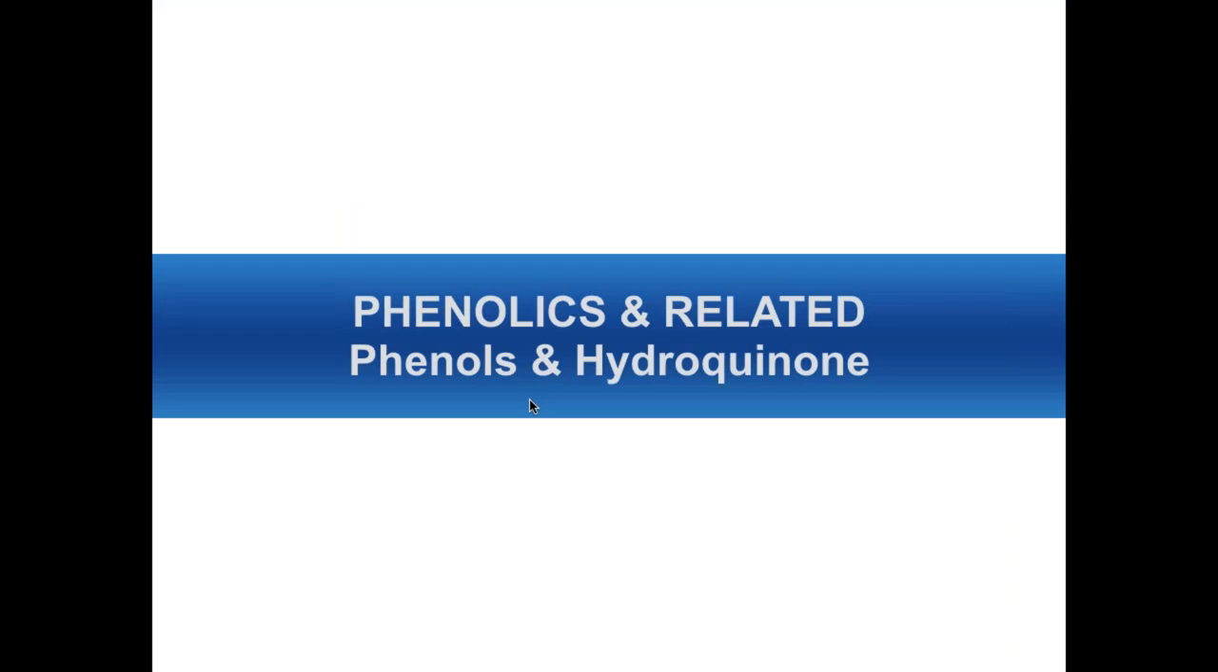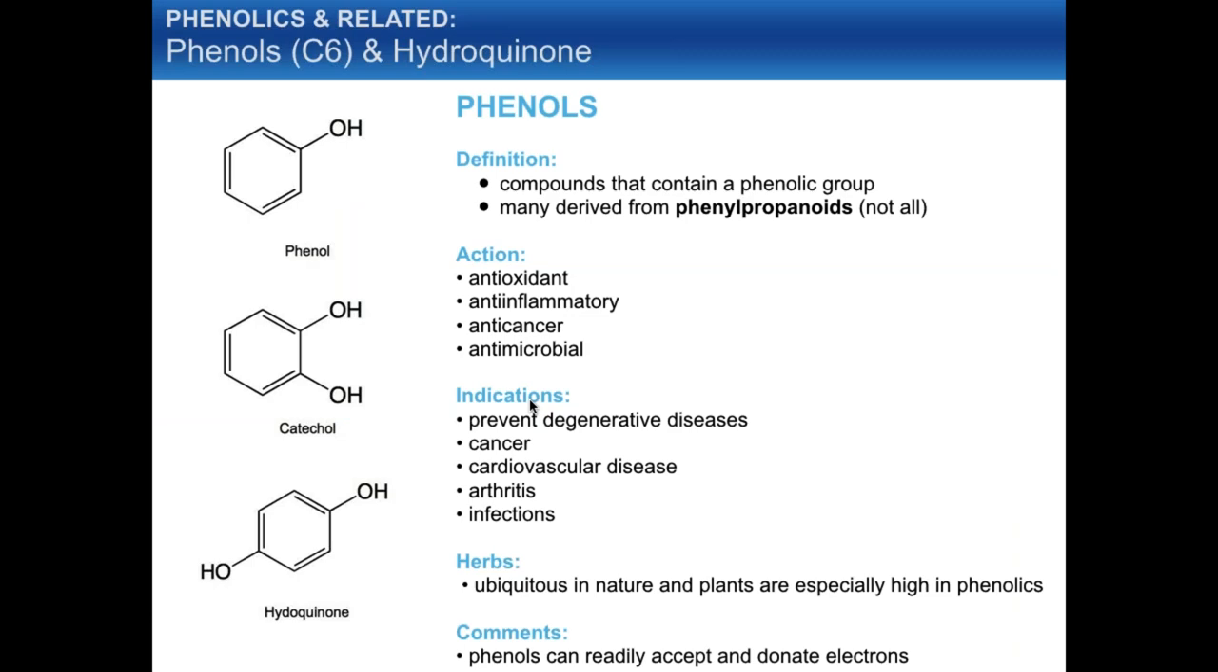So to start off with, the most simple phenolic compounds are basic phenol and hydroquinone. If you look at the top, phenol is the basic phenolic compound. You have an aromatic ring, a six-membered ring, a benzene group with an OH group attached to it. That's phenol.